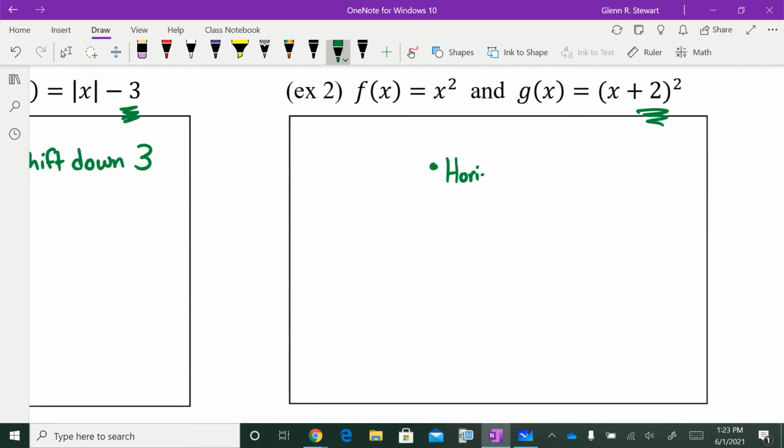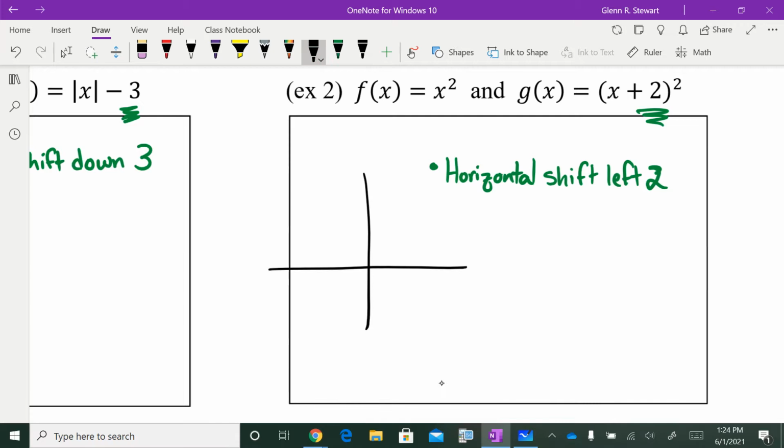And with horizontal shifts, it's a little bit backwards. You're thinking, okay, +2, so I'm actually going to go to the right. But in reality, because this is +2, it's horizontal and moving to the left. So horizontal shift left 2. And if you ever have any questions about this, take a look at plugging both of those into your graphing calculator, and you'll be able to see the difference.